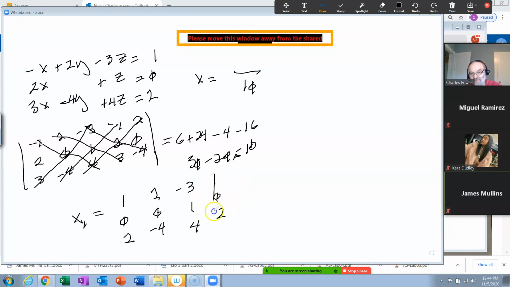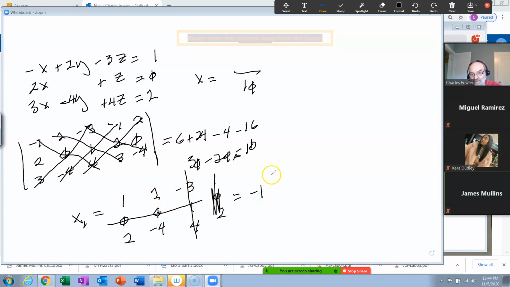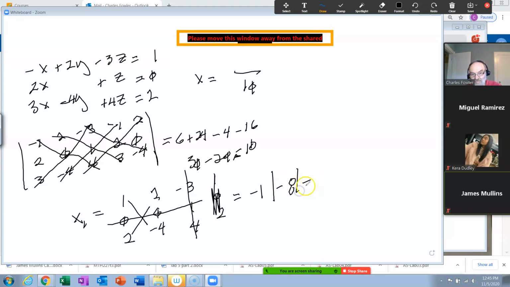Actually this one I think will be easier just to do the determinant as it is. Let's just use this row and that column. First that's going to be a minus 1, because plus, minus, plus, minus. So that's going to be a minus 1 times the determinant of what's left. Minus 4 is minus 8. So this is going to be an 8. So your numerator is 8. Denominator is 10. That's 4 over 5.